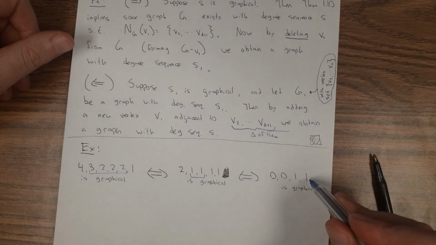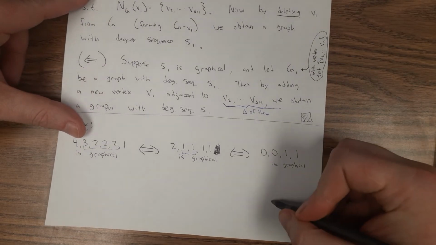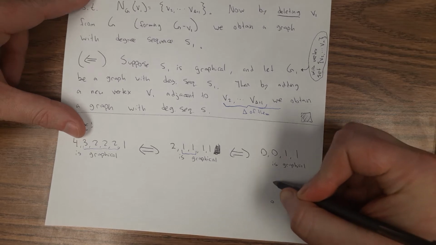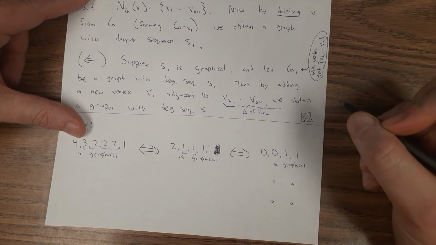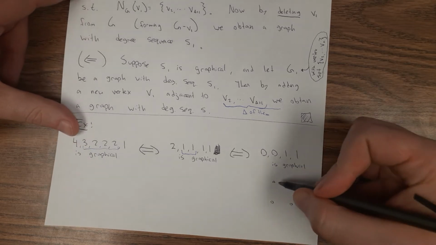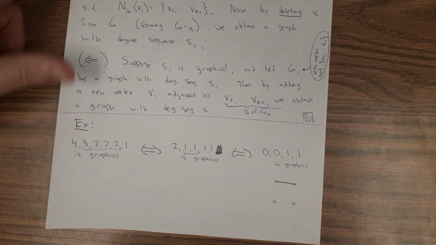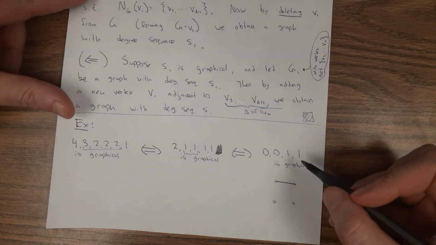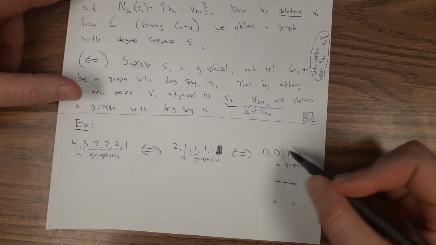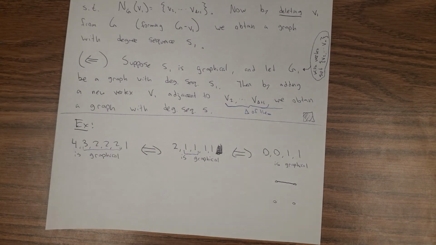Now, this is easy enough to tell that this is graphical. Here's a graph with that degree sequence. It would have 4 vertices, because this has length 4. I'm going to have 2 vertices of degree 1 and 2 vertices of degree 0. So this one is indeed graphical because I drew a graph with that degree sequence. And so that means they're all graphical.